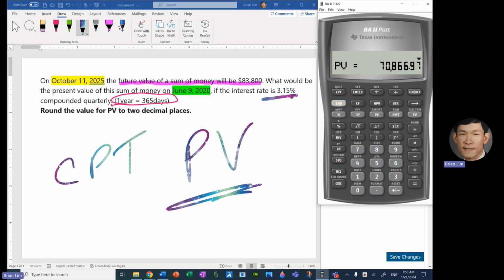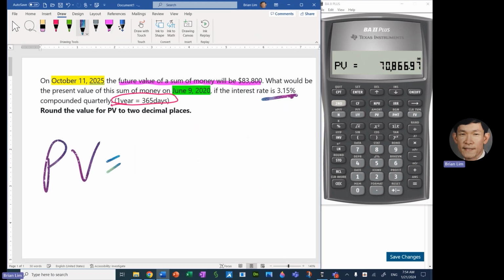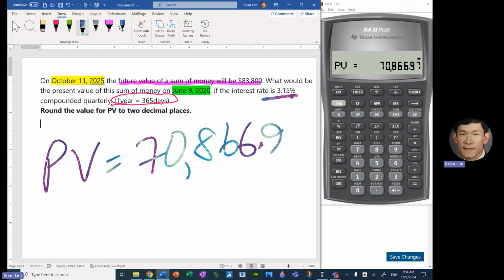So that is the answer. If you are following, that would be the answer. So the present value is equal to $70,866.97.